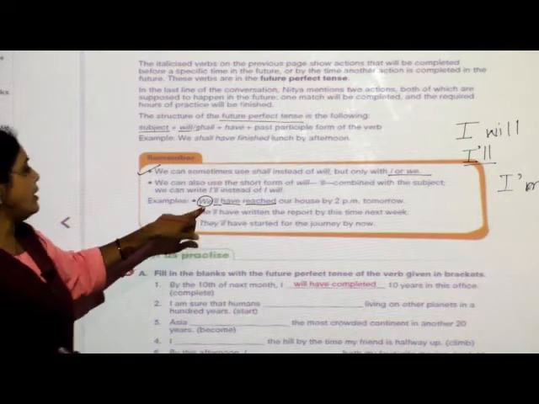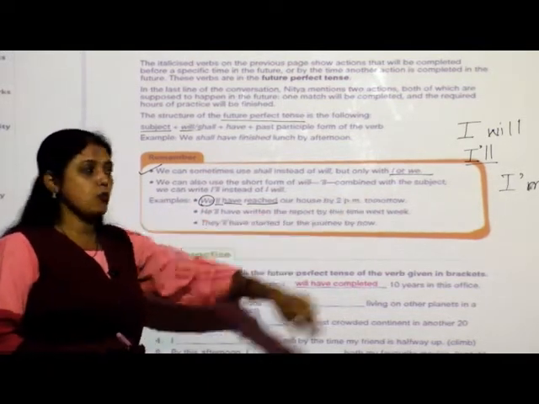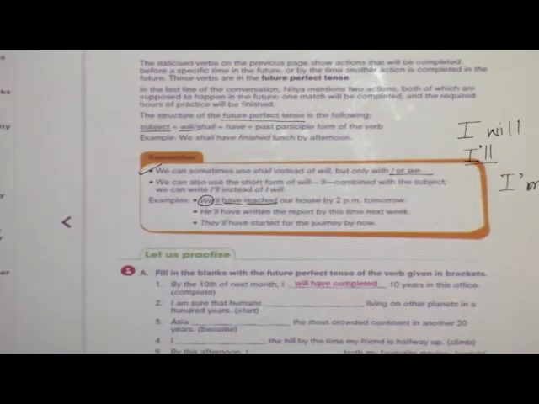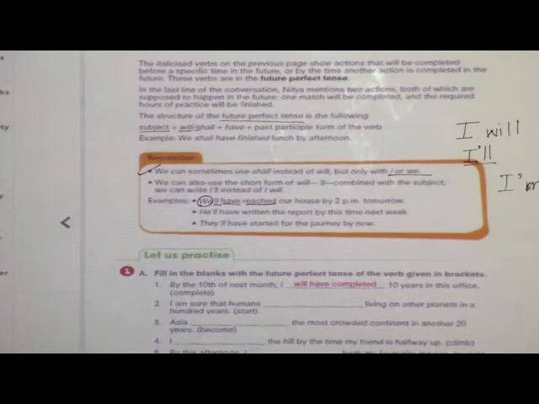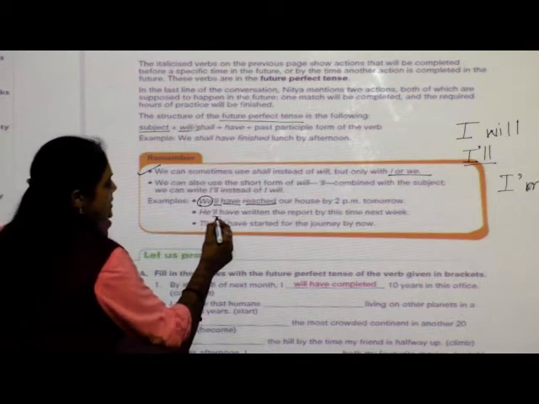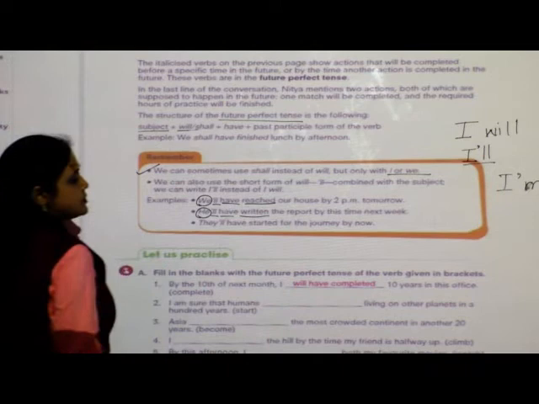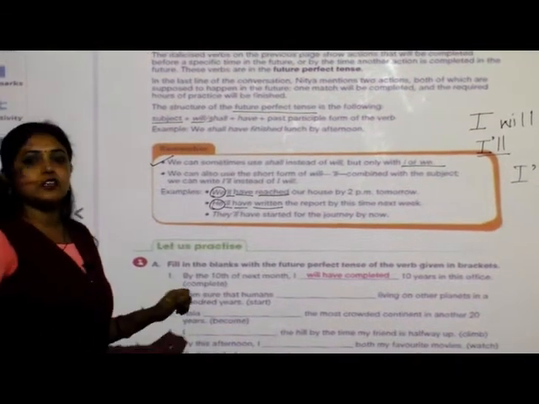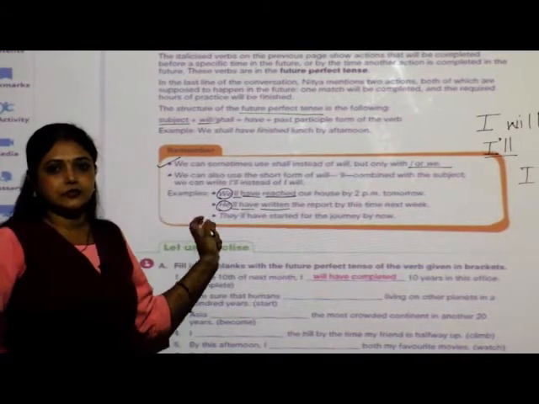Okay, so we will have reached our house by 2 p.m. tomorrow. Next, he'll have written the report by this time next week. They'll have started for the journey by now. So here will is added, the subject is there, plus have, plus the past participle, and then the remaining part of the sentence. So these become future perfect tense sentences.